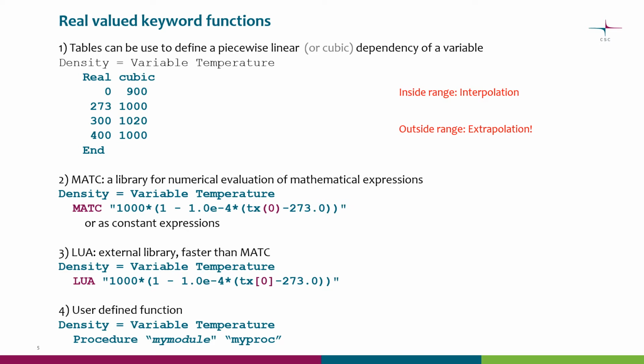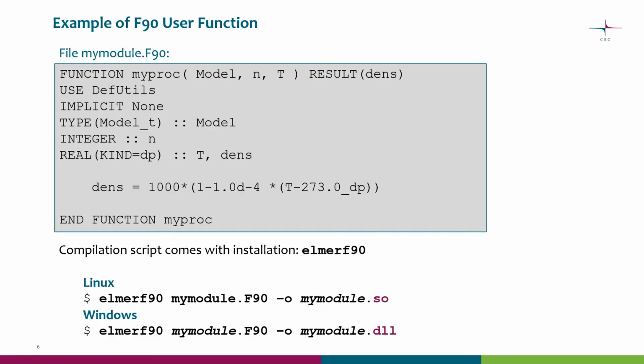The fourth option is to use a user-defined function. So for instance, here we use a procedure myproc, which is to be found in my module, and the example for the my module is given here. So we have a simple subroutine which has a constant API. This API should always be used for the user-defined subroutine.